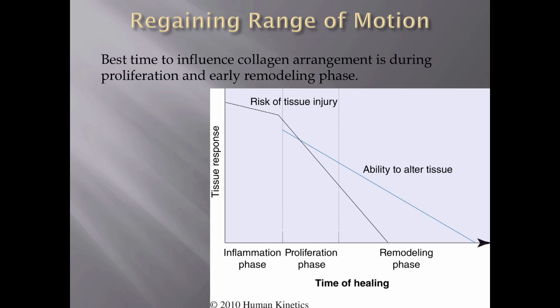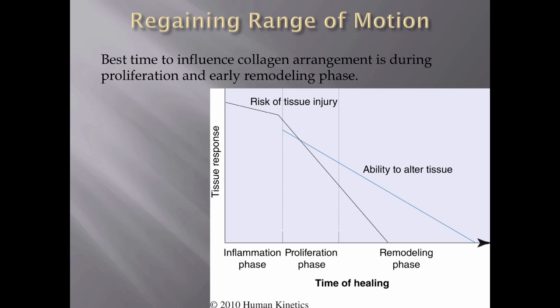So let's talk about regaining range of motion. The best time to influence collagen is during the proliferation and the early remodeling phase. If you look at this diagram here, you have tissue response on the vertical axis, and then you have time of healing. So you have the inflammatory phase, proliferation, and remodeling phases of wound healing.